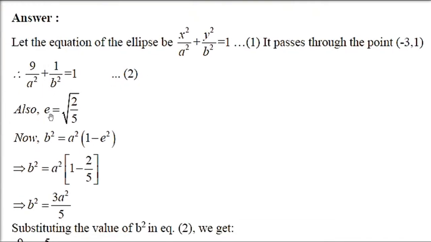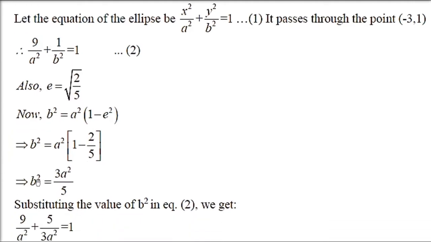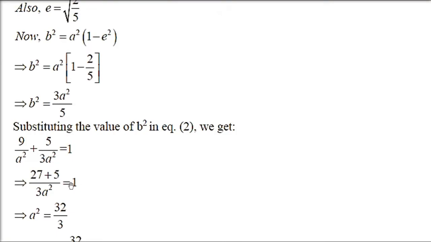So there is a relationship, but there is one more thing, eccentricity is given. It's root 2 by 5. We know that b square equals a square times (1 minus e square), in case a is greater than b, right? So b square by a square equals 1 minus e square. In place of e square we are going to put 2 by 5. So there will be a relationship between b square and a square. In place of b square we are going to put 3a square by 5. So we are putting it here.